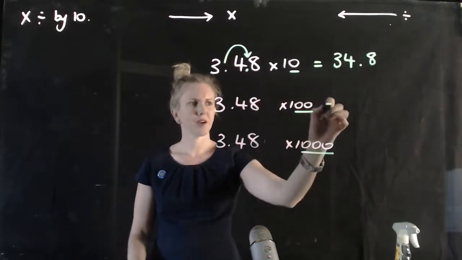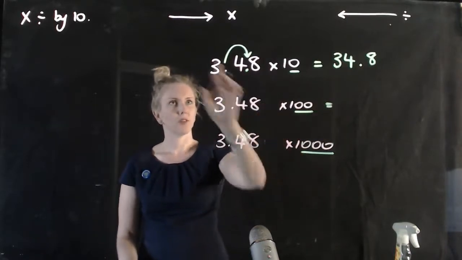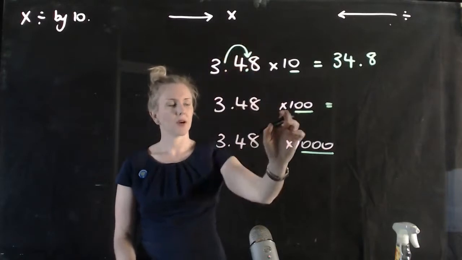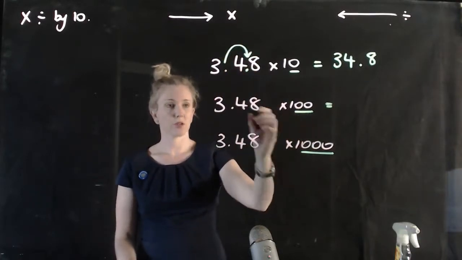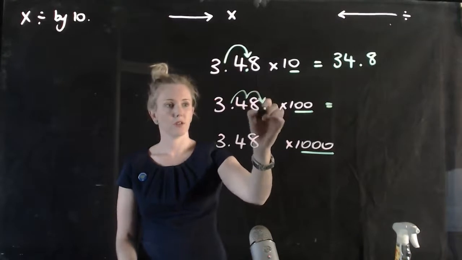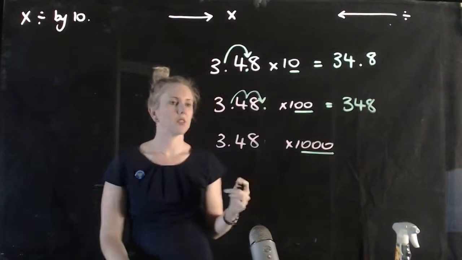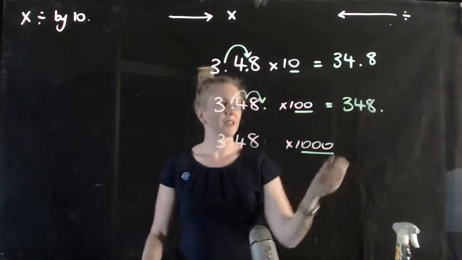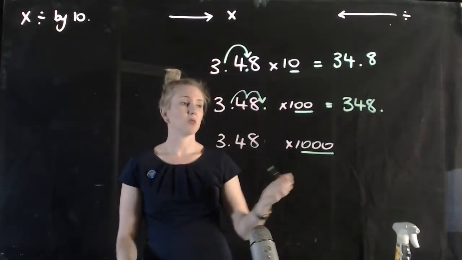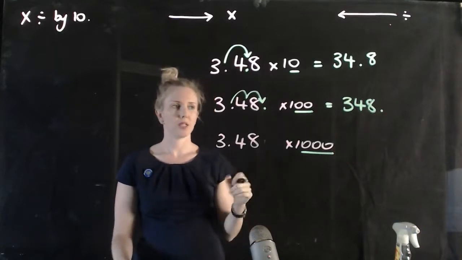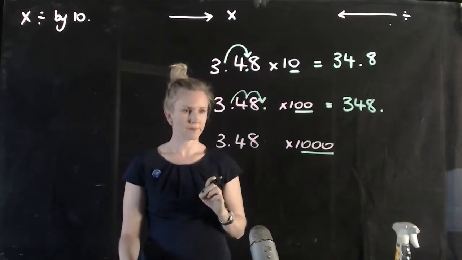Now I'm going to move the decimal point this way because I'm timesing by 100, so I move 2 places because there's 2 zeros in my question. 1, 2. Rewrite your question as your answer. Because this has the decimal point at the end, that is not necessarily a wrong answer, but you wouldn't really need to put the decimal because it is a whole number, 348.